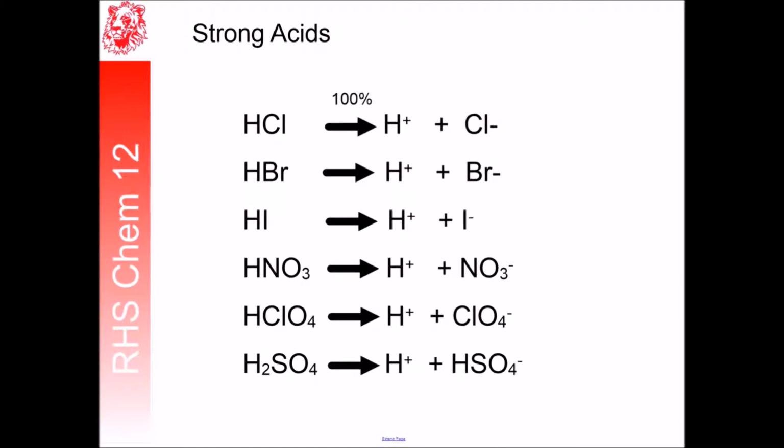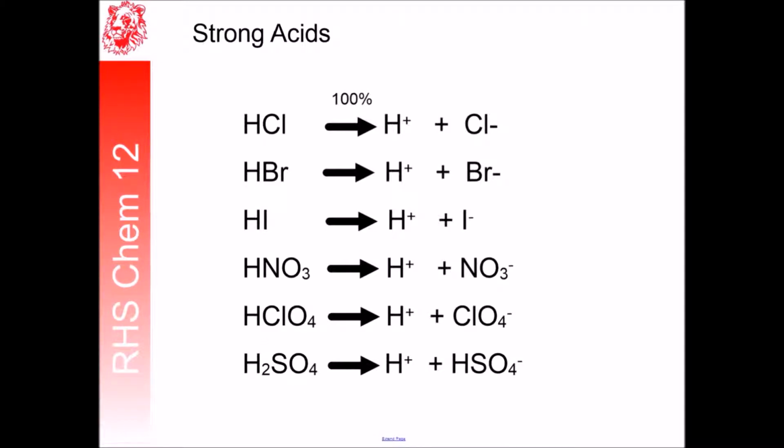Now, here's a list of strong acids, and a strong acid means they split up 100%. There's HCl, there's HBr, there's HI, HNO3, HClO4, and the first dissociation of H2SO4. You'll notice there's still another hydrogen here that can fall off later. We'll talk about that after. If it's not in this list, then it's not a strong acid.